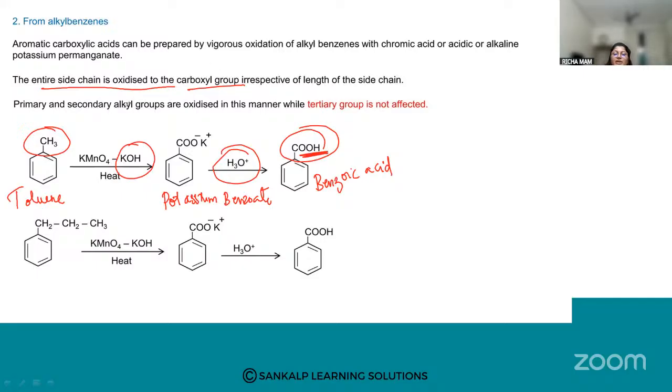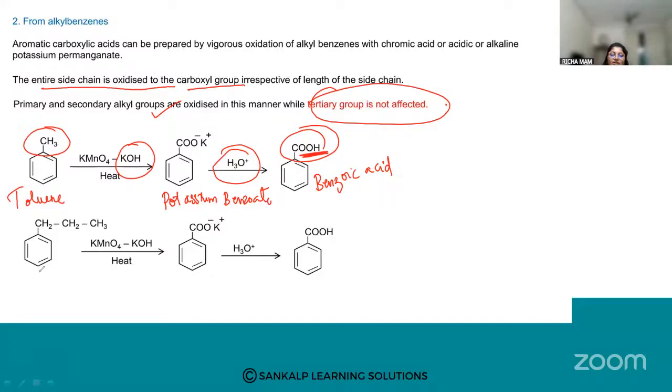So primary and secondary alkyl groups are oxidized, but the tertiary alkyl group is not affected. We cannot do any oxidation on the tertiary group. So primary and secondary alkyl groups you can oxidize.